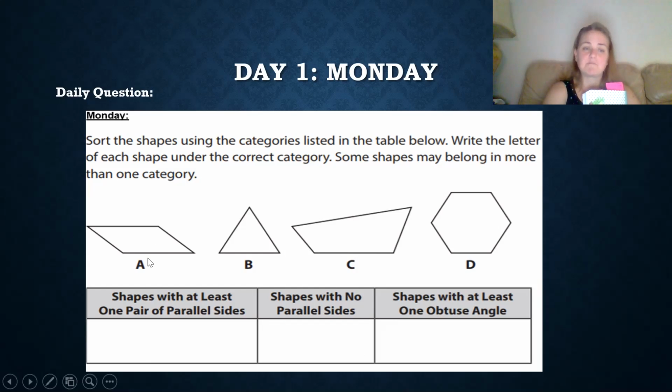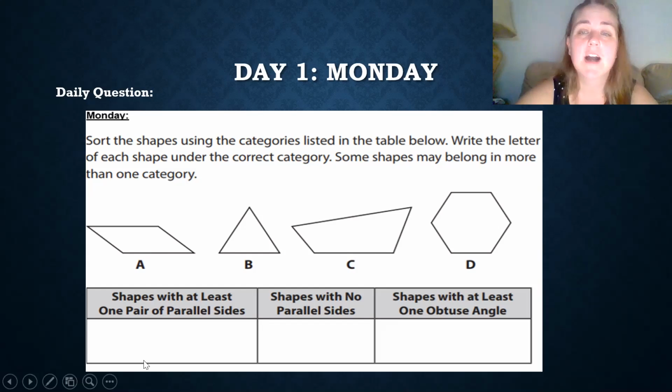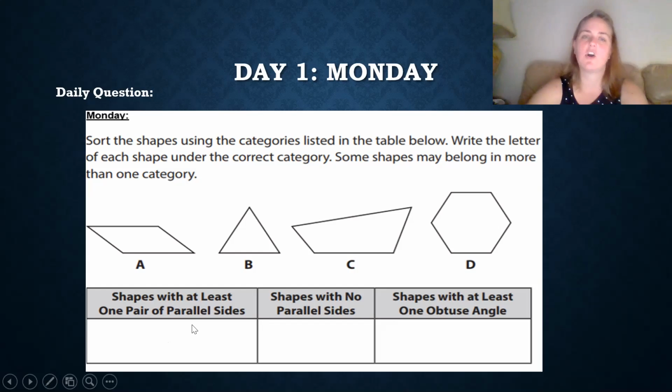But look at A. They just want to know, do you have at least one pair of parallel sides? So if I kept going on A this way and this way, they would just keep going forever and ever and they would never touch. So in this first box, I would write the letter A. You don't really have to draw the shape in the box. Okay, so you're going to do that in your journal.